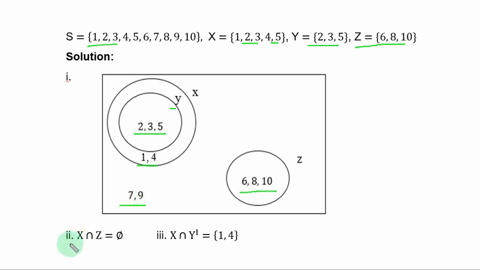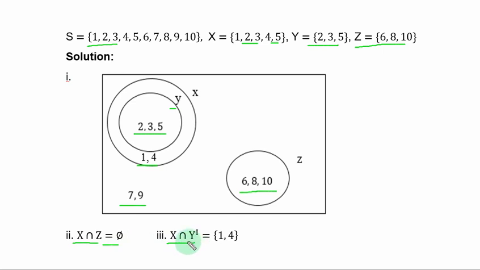Roman figure 2, we are to find S intersection Z. Look at set S and Z. They have nothing in common. So the intersection is an empty set. Roman figure 3, S intersection Y complement.